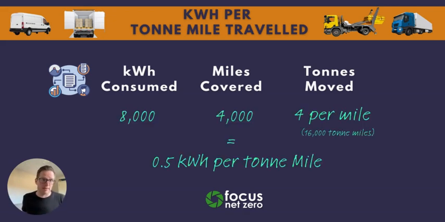Now, to give a worked example, again, I'll do another very basic one. 8,000 kilowatt hours consumed, 4,000 miles covered. That gives you 16,000 ton miles if you have got 4 tons per mile on the back of the vehicle. And that gives you a 0.5 kilowatt hour per ton mile calculation. Now, how you get to that tons figure is the difficult part when it comes to freight. Lots of companies simply don't record this information, so you're going to have to make assumptions.